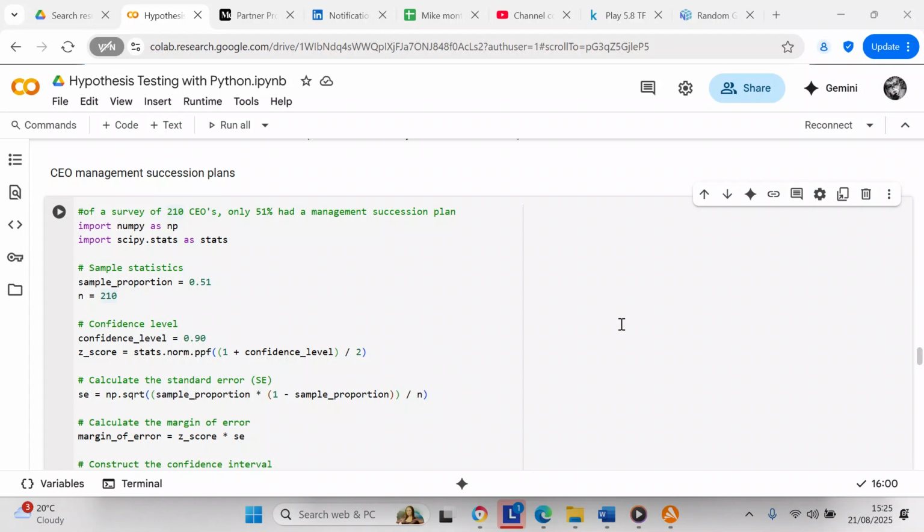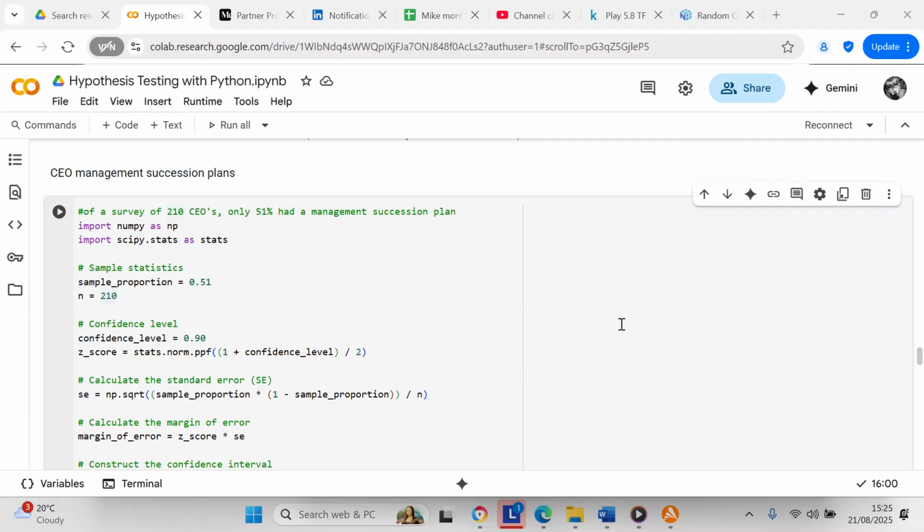In this video, what we're going to be talking about is the confidence intervals for CEO management succession plans. So the question that we have is, of a survey of 210 CEOs, only 51% had a management succession plan.